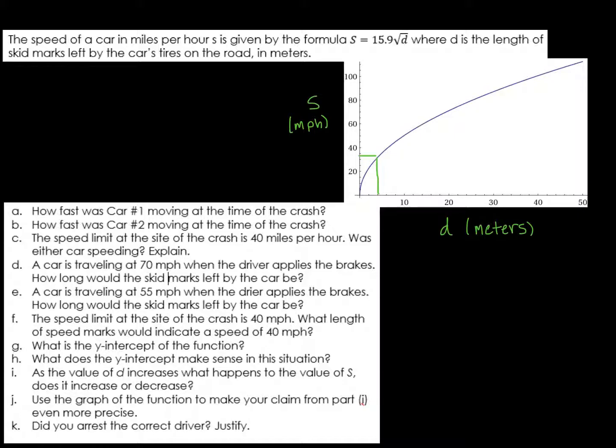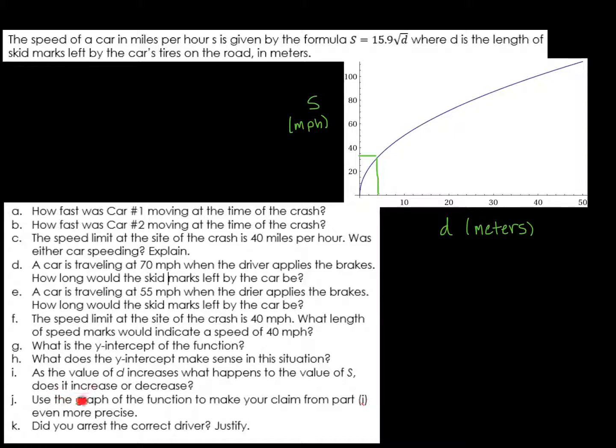Alright, hopefully that went really well and you have some good sound answers to these questions. I want to discuss some of the ones at the end here because this is a really important concept when dealing with radical functions. What is going to happen to my output, the speed, as the skid marks, D, increase? Not too hard to see what's happening here. The longer the skid marks, or the greater the value of D, the greater the value of S, or the speed that the car was traveling.